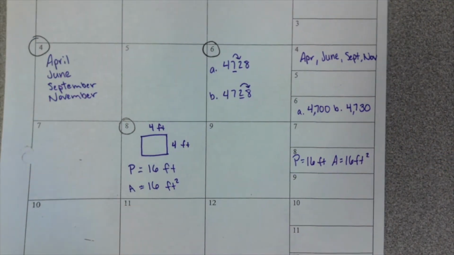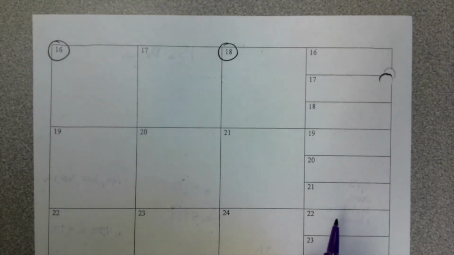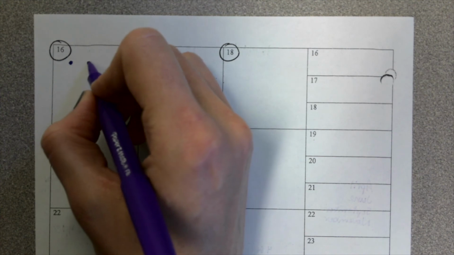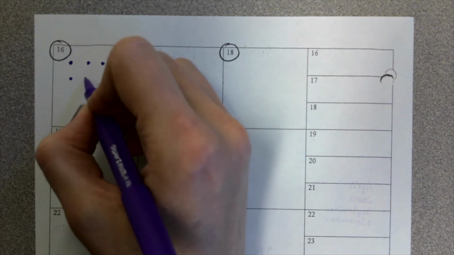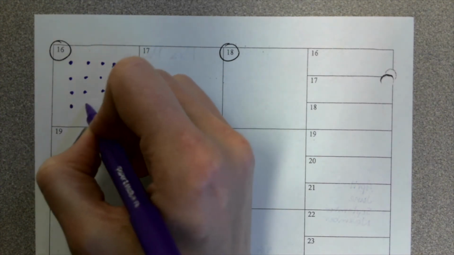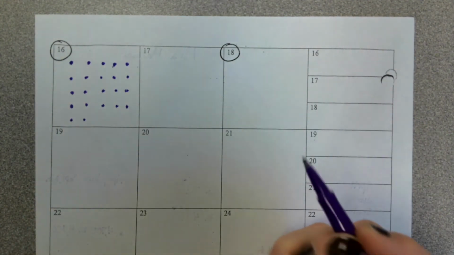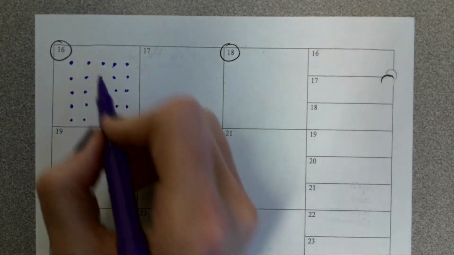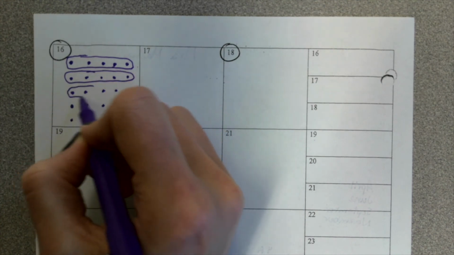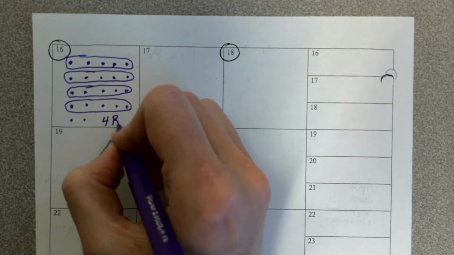Go ahead and flip it over. 16 says draw dots and make groups to show 22 divided by 5. 1, 2, 3, 4, 5, 6, 7, 8, 9, 10, 11, 12, 13, 14, 15, 16, 17, 18, 19, 20, 21, 22. Right? Notice how I did it in groups of 5 because I knew I was doing 22 divided by 5. Now circle your groups of 5. 1, 2, 3, 4. So I've got 4 groups, and then I've got 2 left over. So 4, remainder 2.